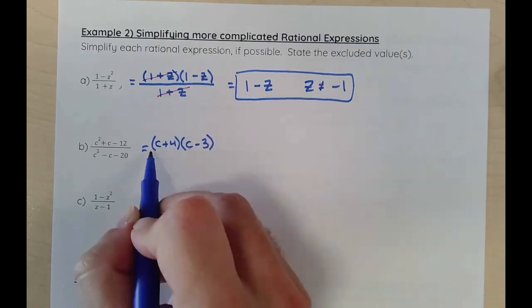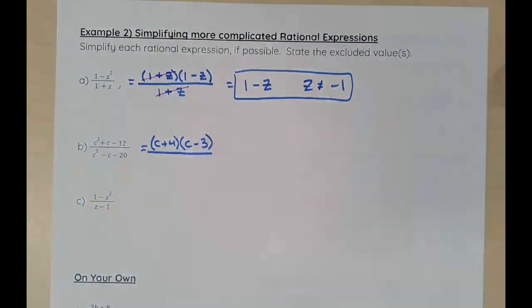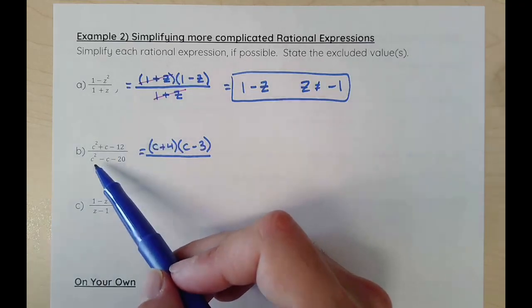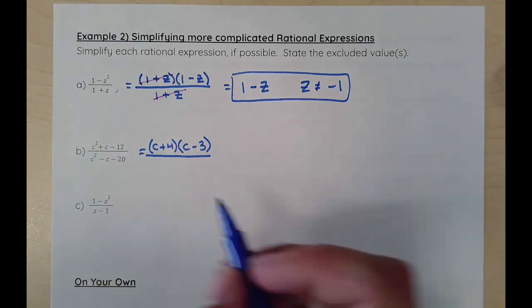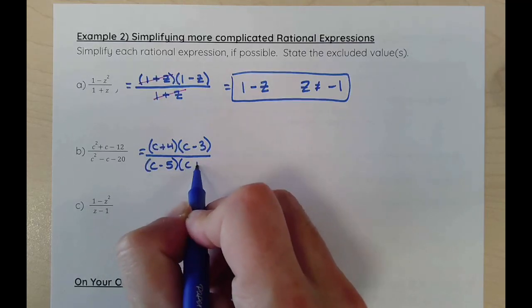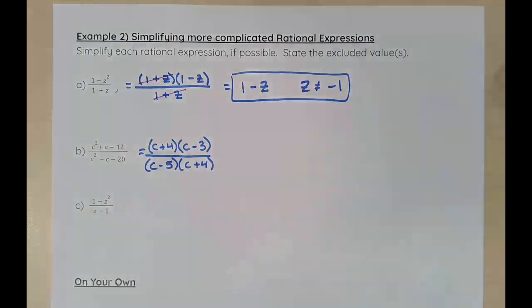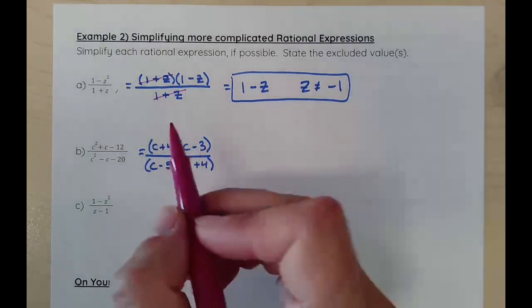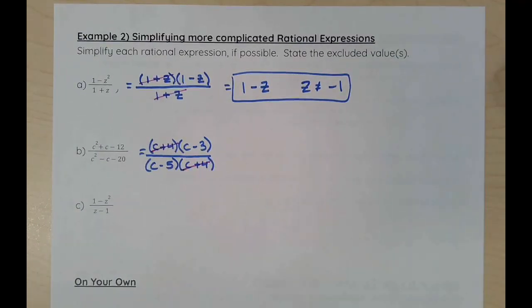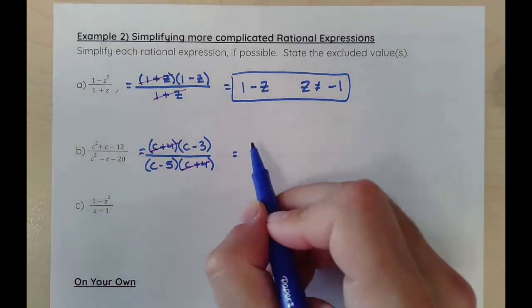The denominator will factor as well in a similar fashion. What multiplies to -20 and adds to -1? It's going to be -5 and 4. So c minus 5 and c plus 4. Looking at this rational expression with its new rewritten factors, I have a c plus 4 and a c plus 4 that will cancel. This is going to result in c minus 3 over c minus 5.